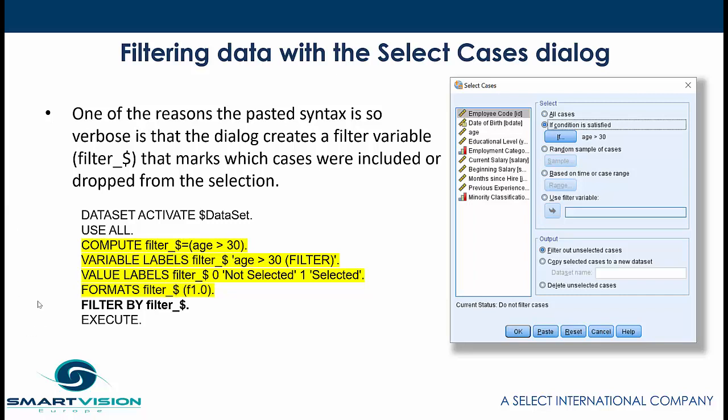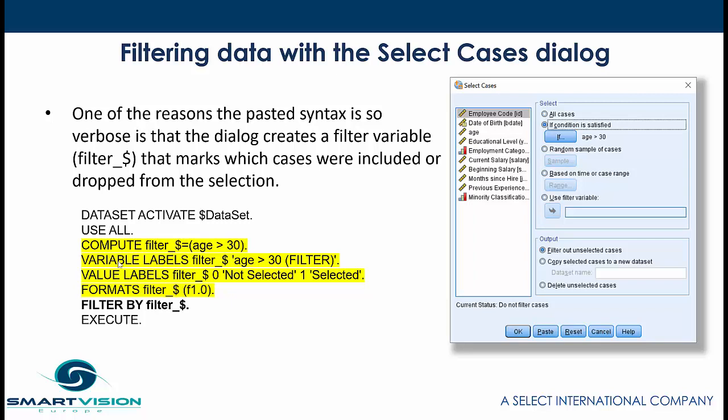And then it runs a compute, and it computes a new variable called filter_$. It's a filter variable. It's using a Boolean statement. That means it's just a binary yes/no statement, and it's basically age greater than 30. So this is a trick you can use in SPSS computing. If you are aged greater than 30, you get a value of 1. And if you're not aged greater than 30, you get a value of 0. So it immediately creates this variable that marks those who are older than 30 and those who aren't.